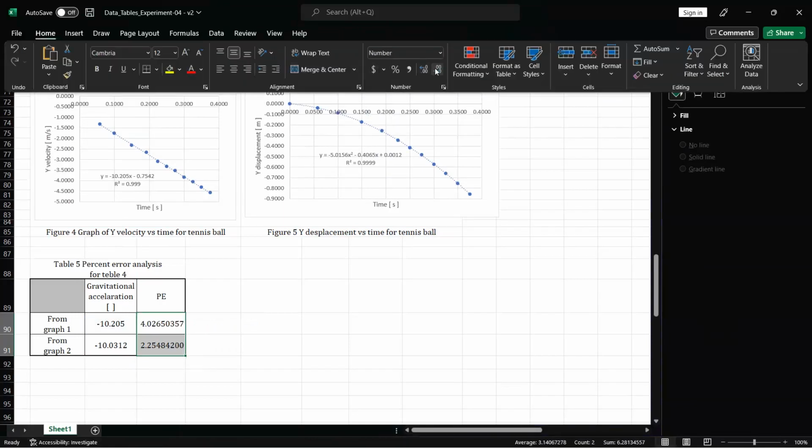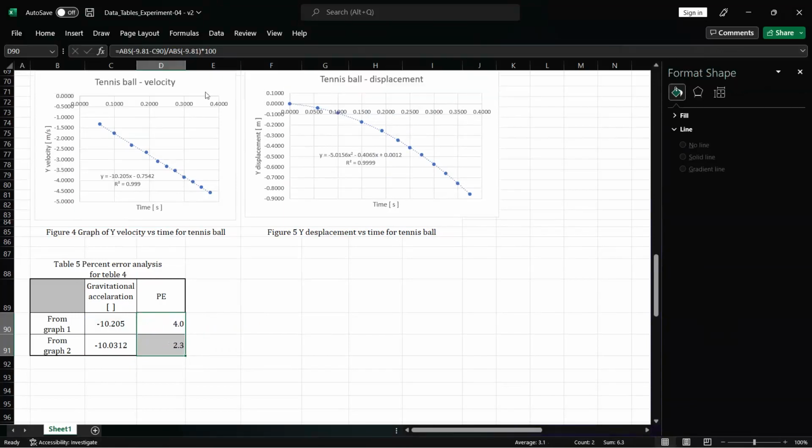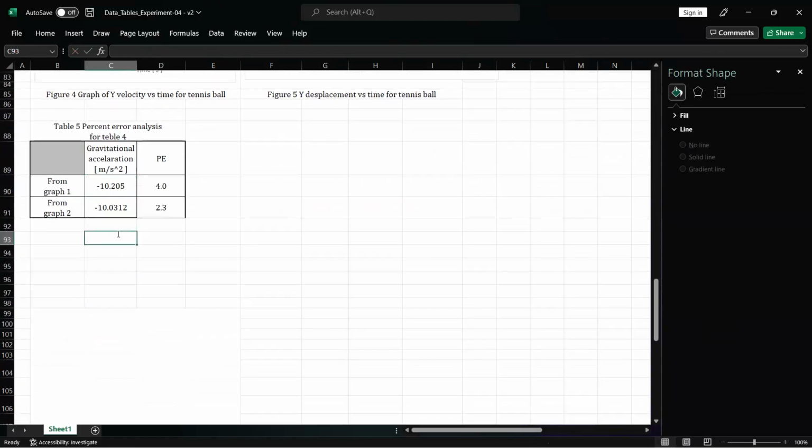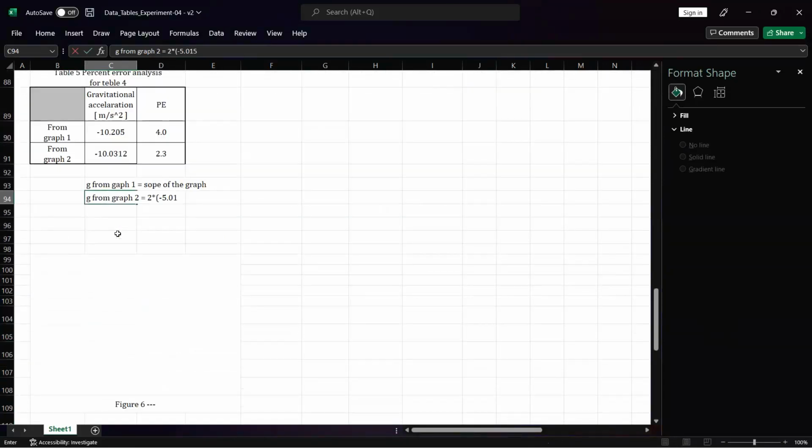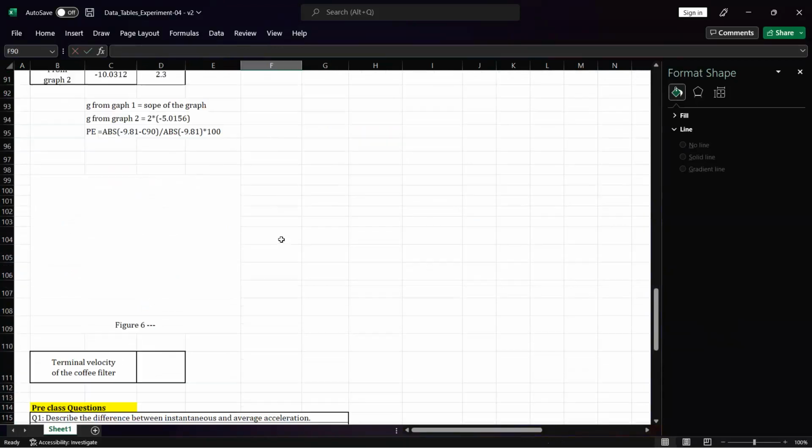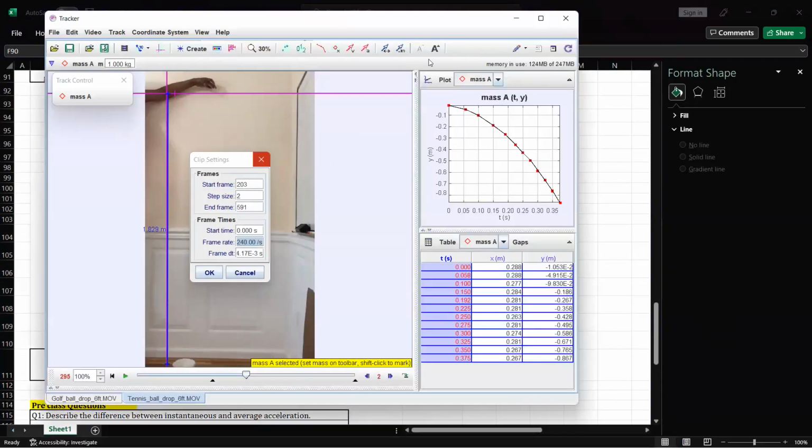Get rid of the decimals until we see only 2 significant figures. Right, looks good, and this should be measured in units of meters per second squared. And you have to add the function: the g from graph 1 is equal to the slope of the graph, and g from graph 2 is equal to 2 multiplied by the number in front, negative 5.0156, is the equation. All right, all those are there. Then we'll take a look at the coffee filter.